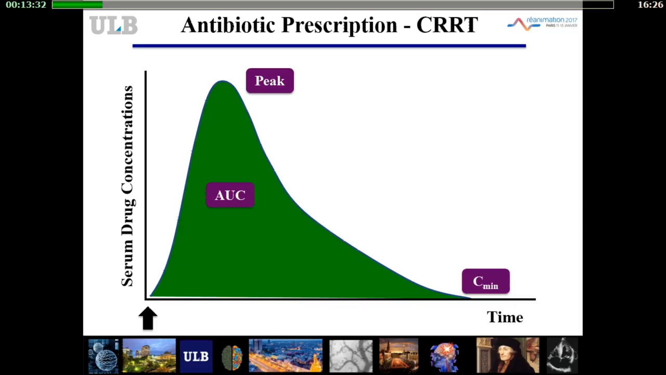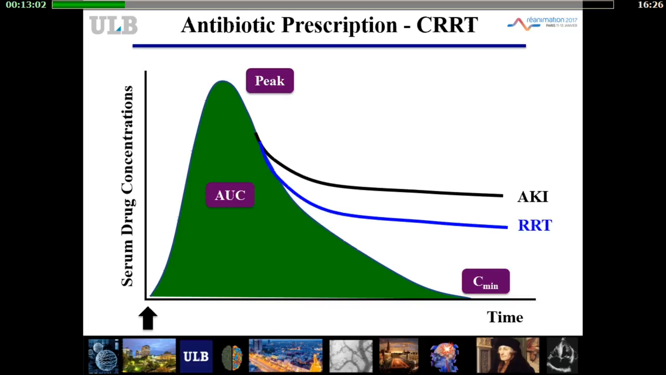You have the peak concentration, the area under the curve, AUC, and the minimal concentration, which is the concentration before the next dose. When you have an acute kidney injury, for those drugs that are hydrophilic, which means 80 to 90% eliminated by the kidneys, you will have this phenomenon of accumulation. So the peak concentration is not influenced, but the drug will be slowly eliminated, and this is why we tend to reduce the dose after a few days or to widen the interval between the next dose.